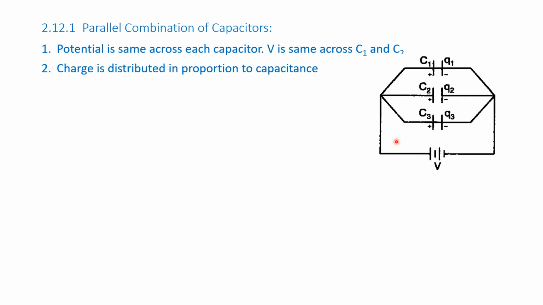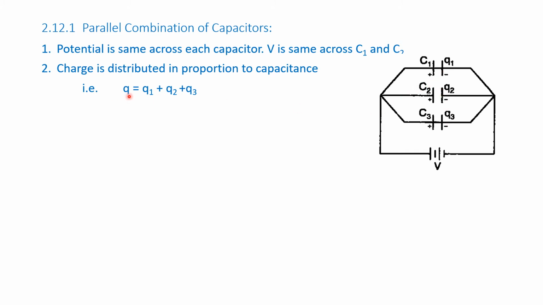The charge is distributed in proportion to the capacitance. Hence, V is the same but charge is distributed: Q1 across C1, Q2 across C2 and Q3 across C3. So, charge is distributed in proportion to the capacitance. Therefore, the total charge of the system will be Q equal to Q1 plus Q2 plus Q3.